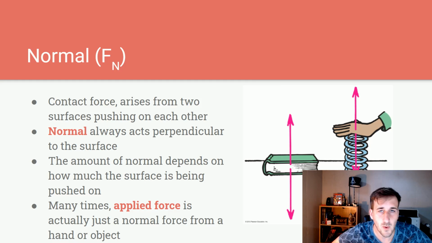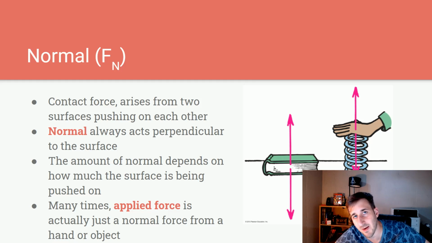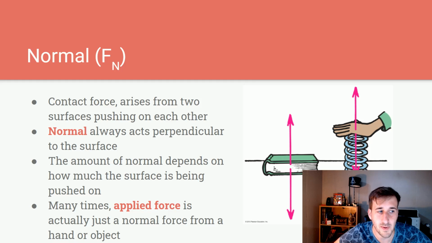Normal force. The word normal actually means perpendicular. And perpendicular hints towards the fact that normal force always is perpendicular to the surface. So friction is parallel to the surface, normal is perpendicular to the surface. And it's also a contact force, and it arises from two surfaces. Normal force is the reason why things don't fall through other things. So if we put something on the table, the reason that object doesn't fall through the table is because the table is pushing back on it, and it's a surface that's pushing perpendicular to the table.